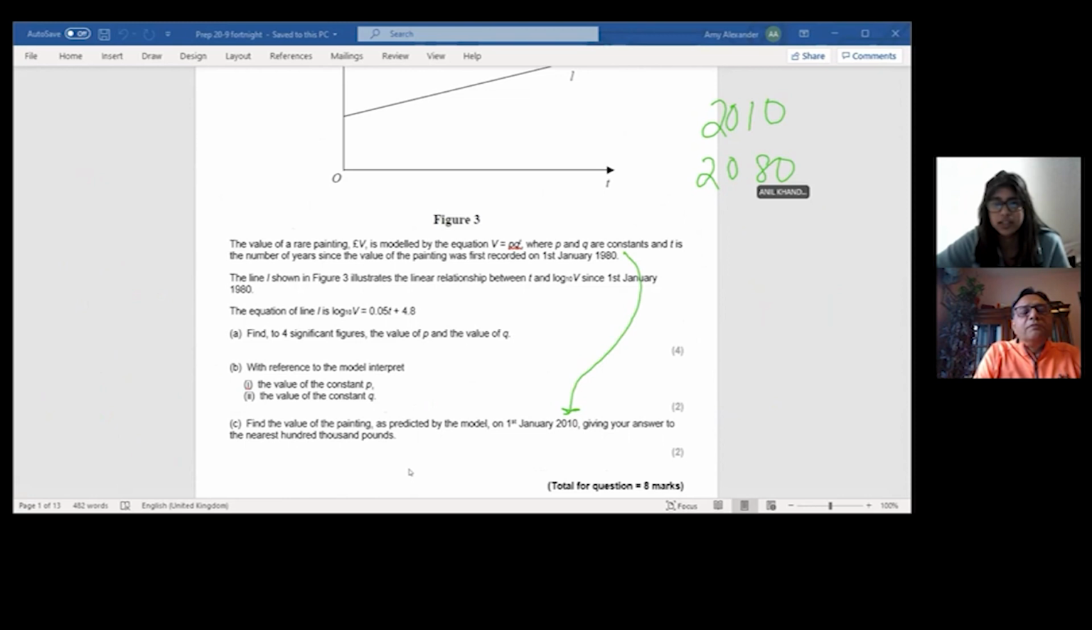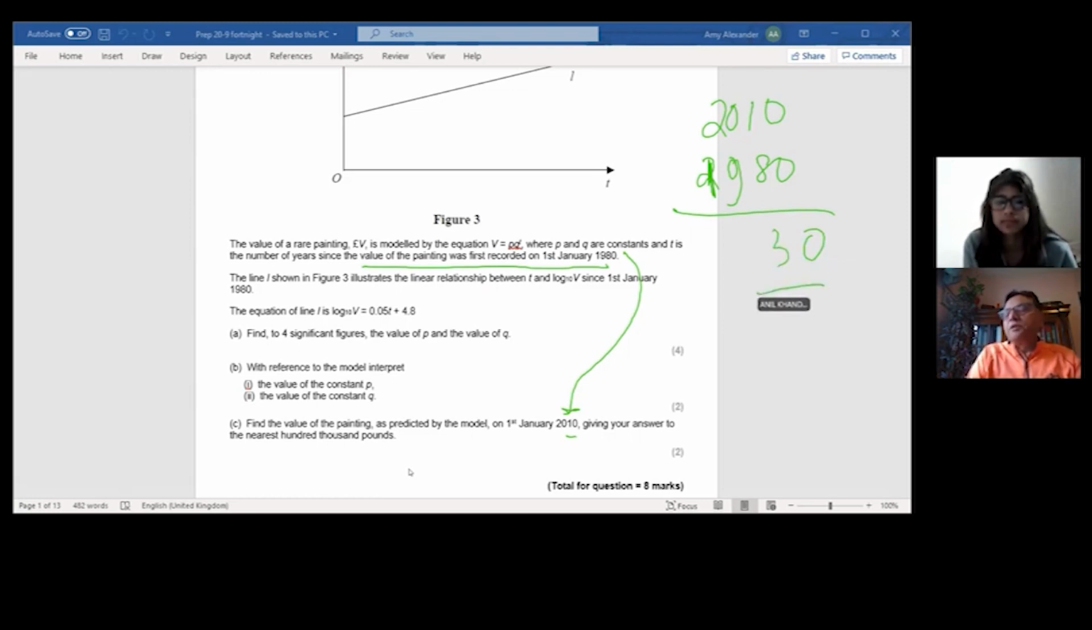So 30 years. Since the value of the painting was recorded on the 1st of January, you see the 1st of January? Yeah. So the 1st of January 81 will be after 1 year. So you have to just take the difference, right? This is 1980, so 30 years. Okay, so plug in 30 and get your value.